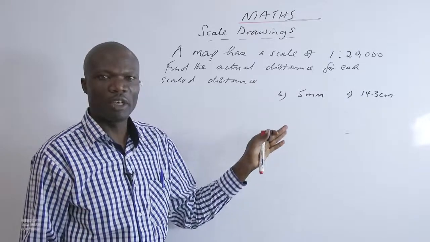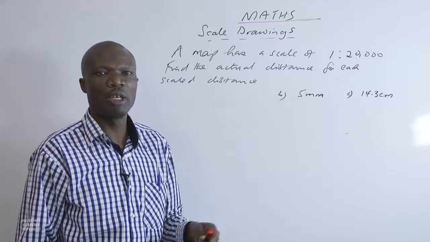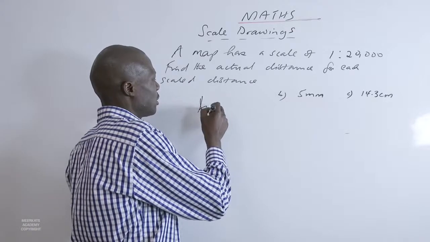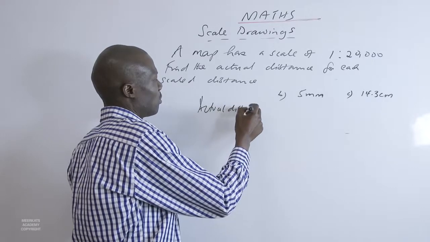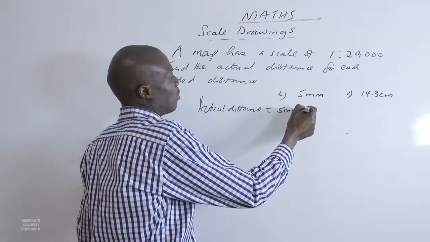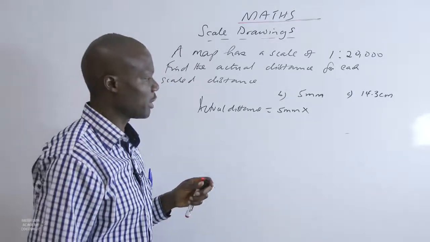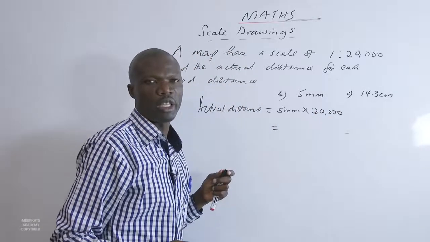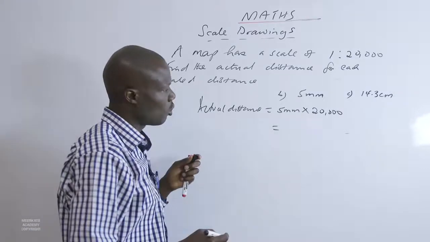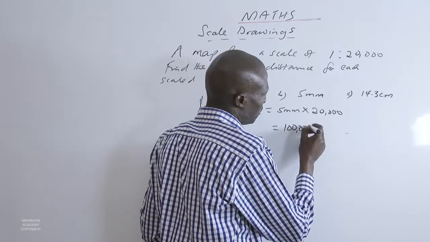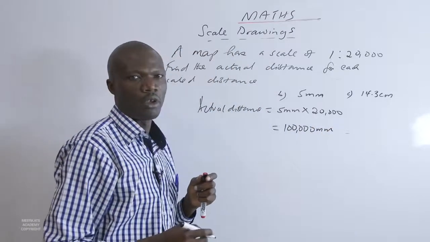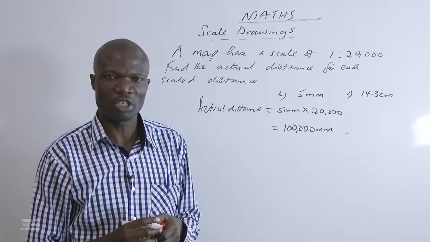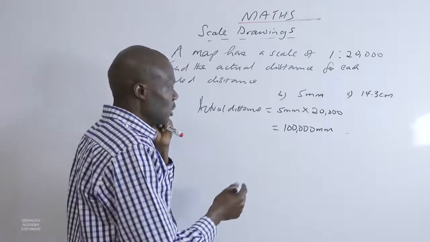Find the actual distance given that we have 5 millimeters scaled. It has been scaled to 5 millimeters. Then the actual distance will be 5 millimeters multiplied by the scale factor. This one will give us simply 100,000. If you don't want to write it as millimeters, you can convert.